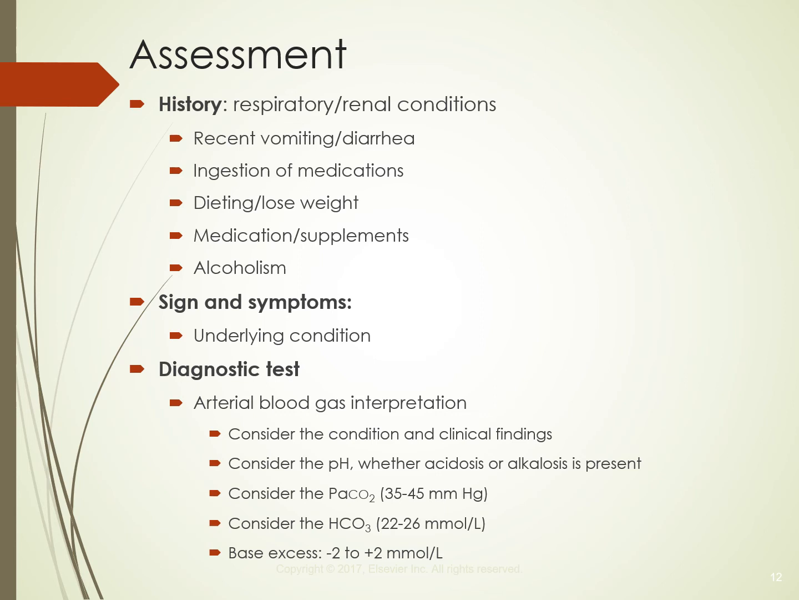PaCO2 is the partial pressure of carbon dioxide in the arterial blood. It indicates how well the lungs are excreting carbonic acid, which is CO2 and H2O. The normal range of PaCO2 is 35 to 45 millimeters mercury for adults, and it's lower in infants.